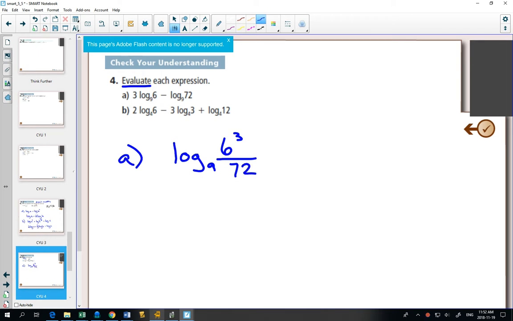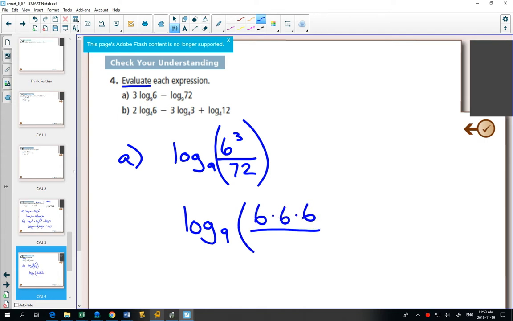Log base 9 of, maybe I'll put this in brackets just so that we can see, 6 cubed over 72. Now in this case, I wouldn't actually write 6 cubed as 216. I would keep it as, this is some mental math tricks. I've got log 9. That's 6 times 6 times 6. And on the bottom, 72 is 36 times 2, which is 6 times 6 times 2.